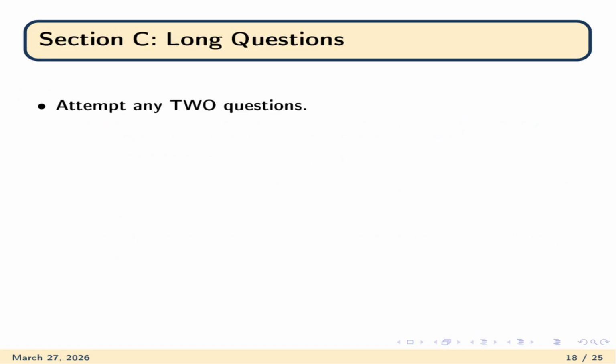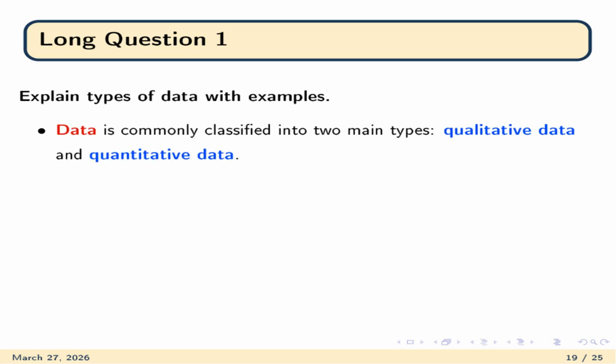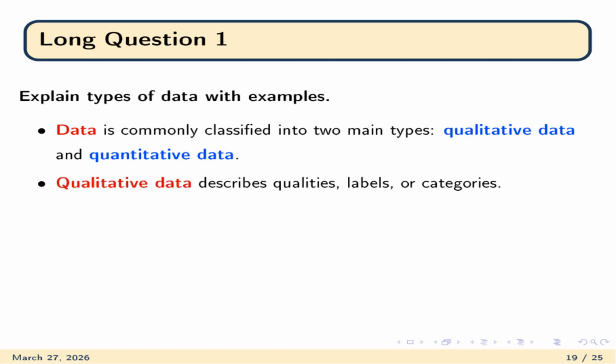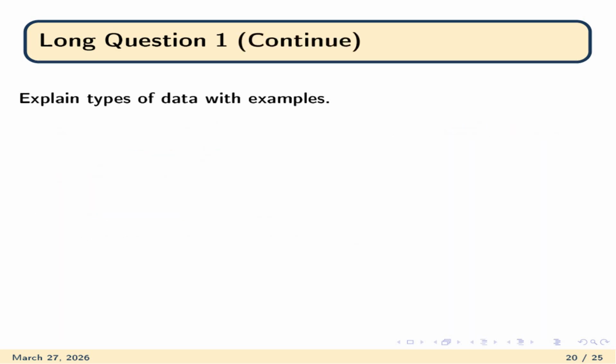Long questions, attempt 2 questions. Explain types of data with examples. Data is commonly classified into two main types, qualitative and quantitative data. Qualitative data describes qualities, labels, or categories. It is non-numerical in nature. Example, gender, color, name, and nationality.